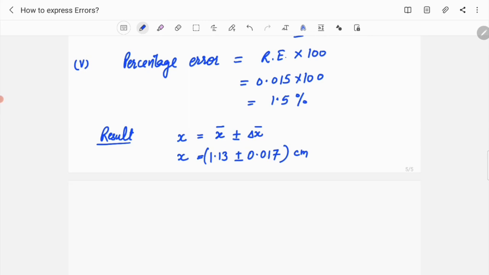And in terms of absolute error, mean absolute error, it is like this, and in terms of percentage we have to calculate. So it is x bar, that means 1.13 plus minus 1.5% in centimeter. So these will be the results in terms of mean absolute error and in terms of percentage error.